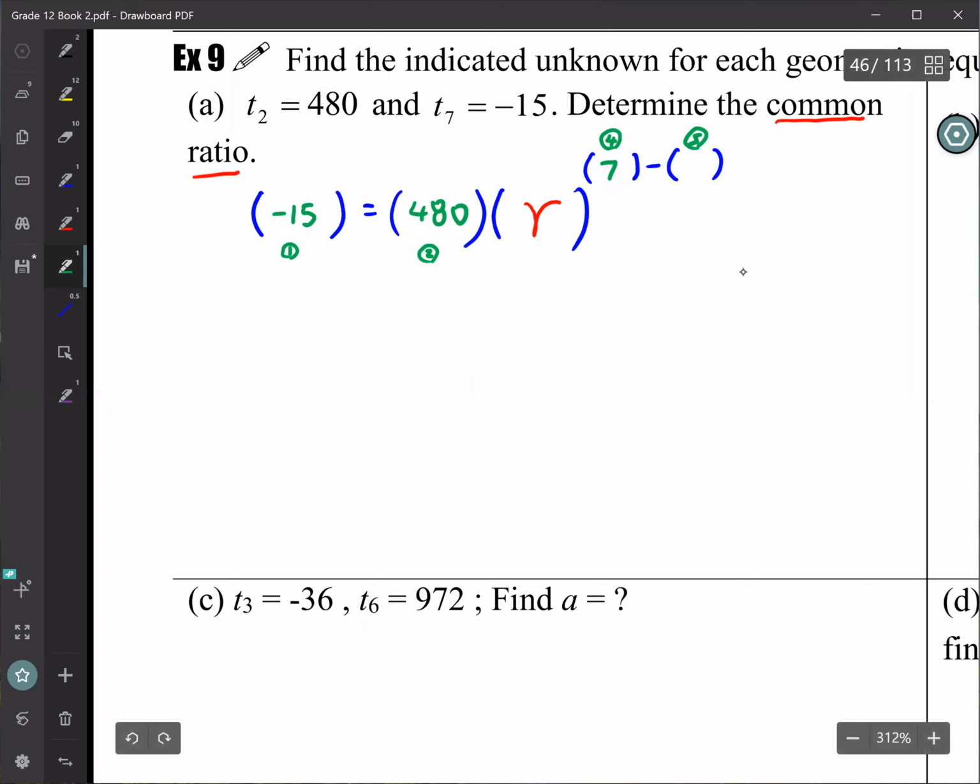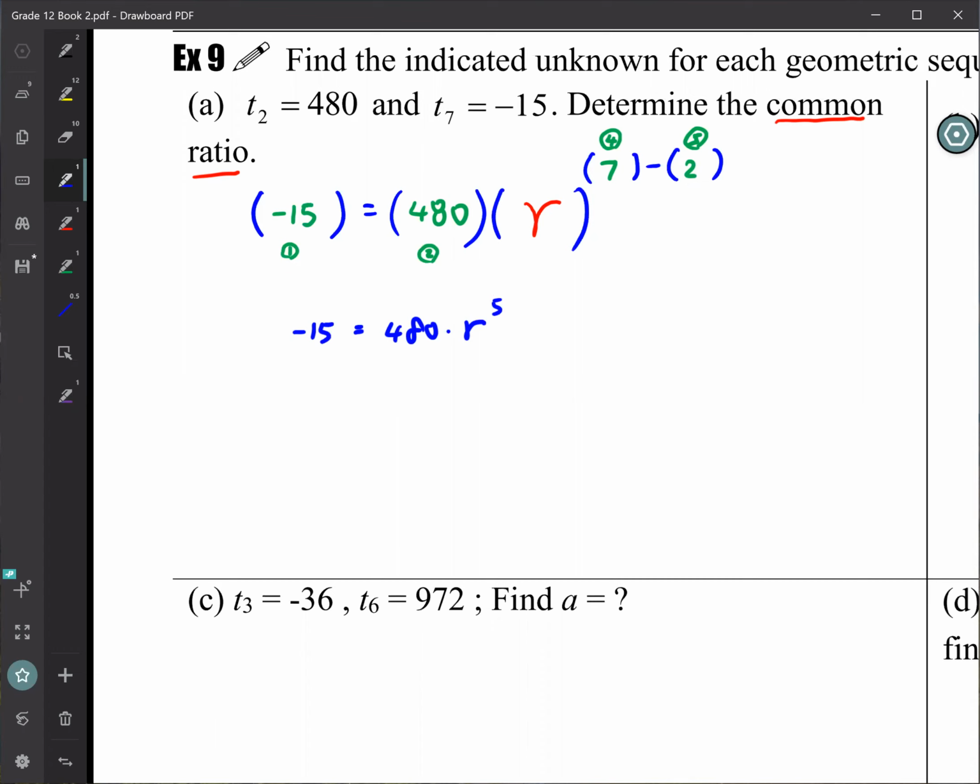7. Ending place, right? Because the ending is always the higher place. And then of course the last one will be the 2. Okay, so from there we can simplify a little bit, right? Negative 15 equals 480 times r to the 5.